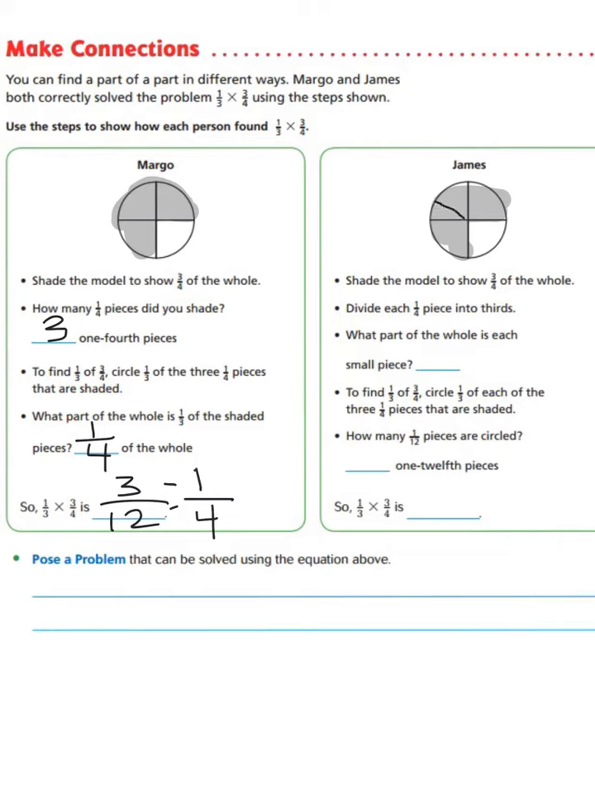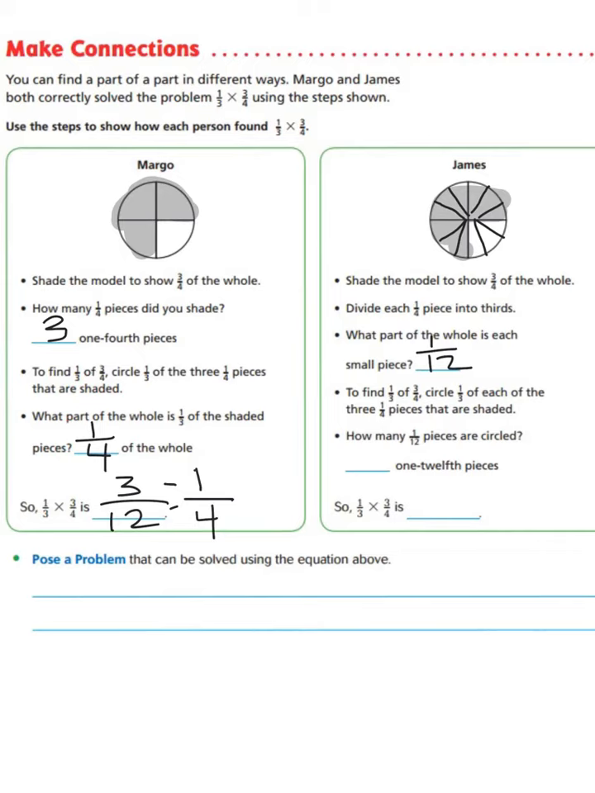That's going to be 1, 2, 1, 2, 1, 2, 1, 2. Okay, they're not very good ones, but you get the idea. All right? Now, what part of the whole is each small piece? And if you look at that, the part of the whole that is each small piece is going to be 1/12.